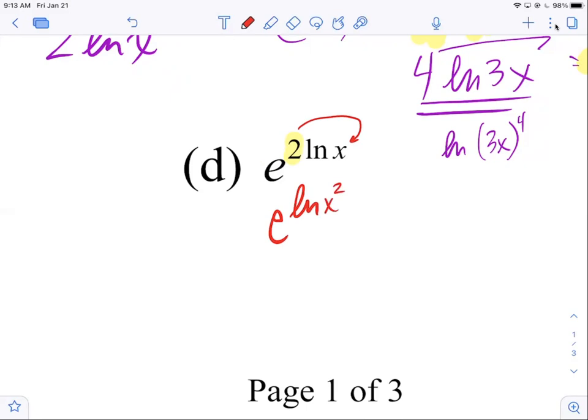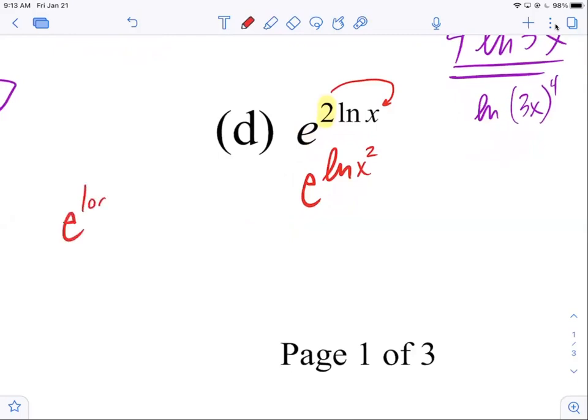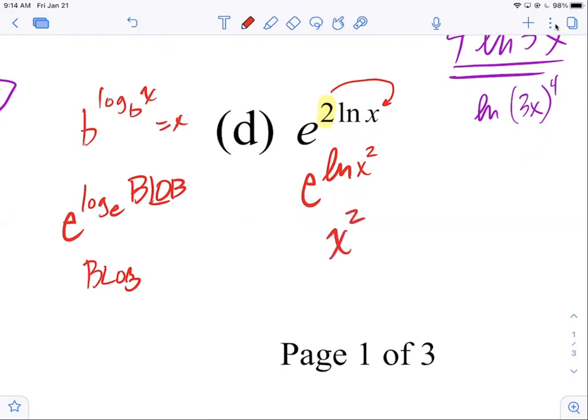And now we can just take out the x squared because e to the natural log of x, of blah, e to blah. Oh, there you go. I was waiting for the blah. E to the natural log of blah is blah, right? Because again, this is e to the log base e of blob. I call it blob, right? Is just the blob, right? B to the log base b of x is x. So yeah, e to the natural log of x squared is just x squared.